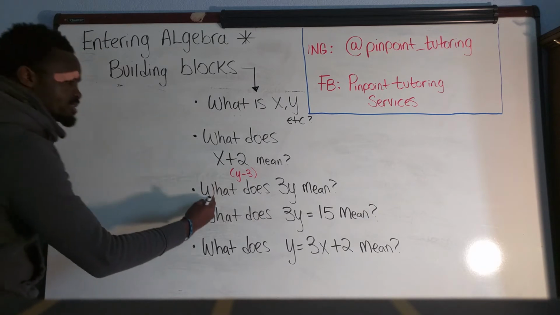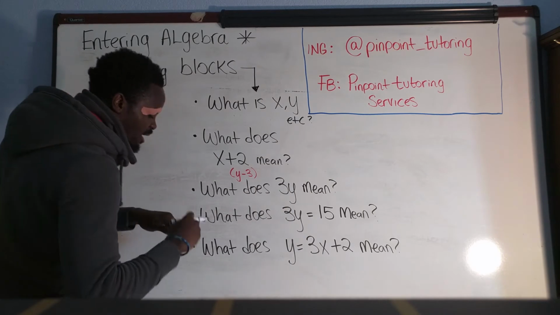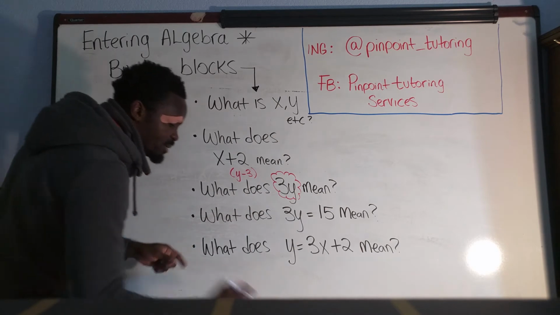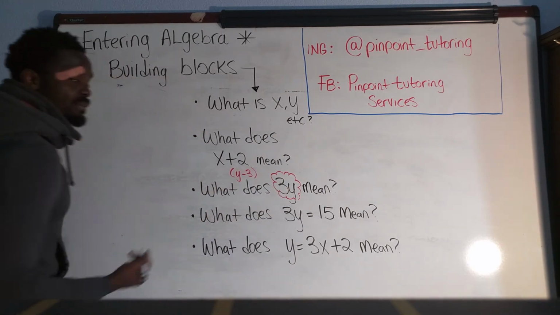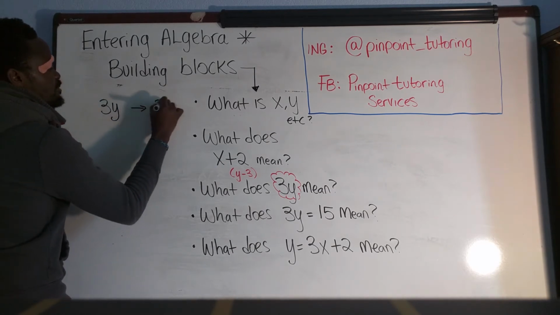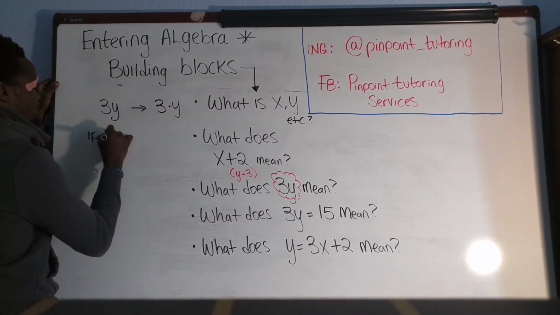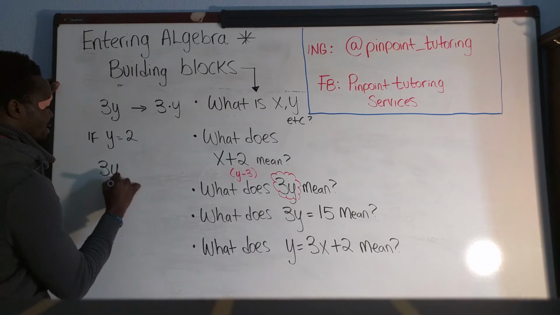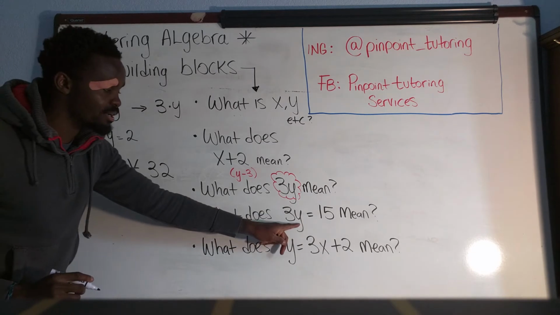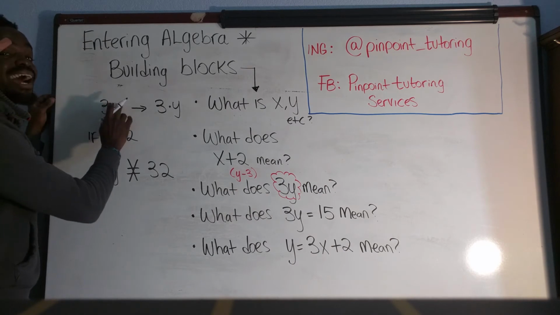Now, what does 3y mean? This expression, while it seems a little bit odd, is not saying 32, or 3 with some number that we don't know. This actually represents multiplication. When we say 3y, we really mean 3 times y. So if y is 2, 3y is not 32. You've got to understand that. This is not a number like 30-something. It's not. This expression means 3 times some number.